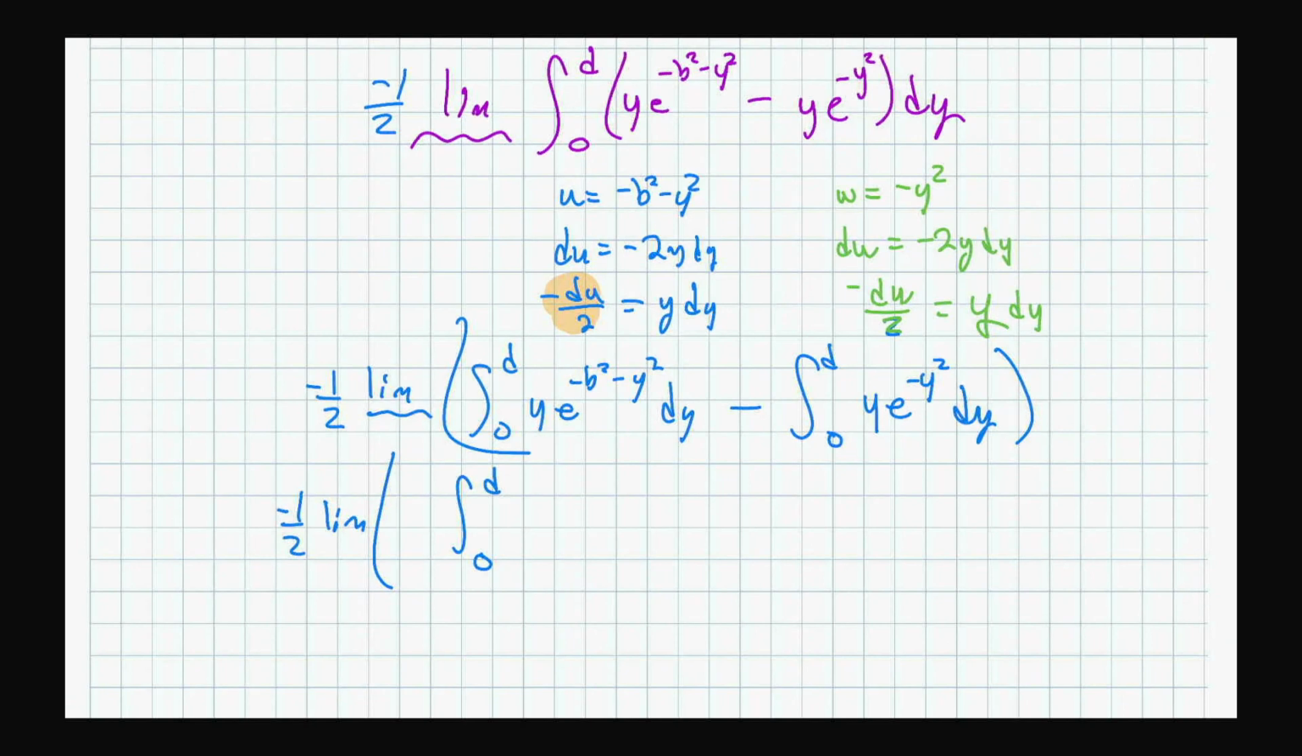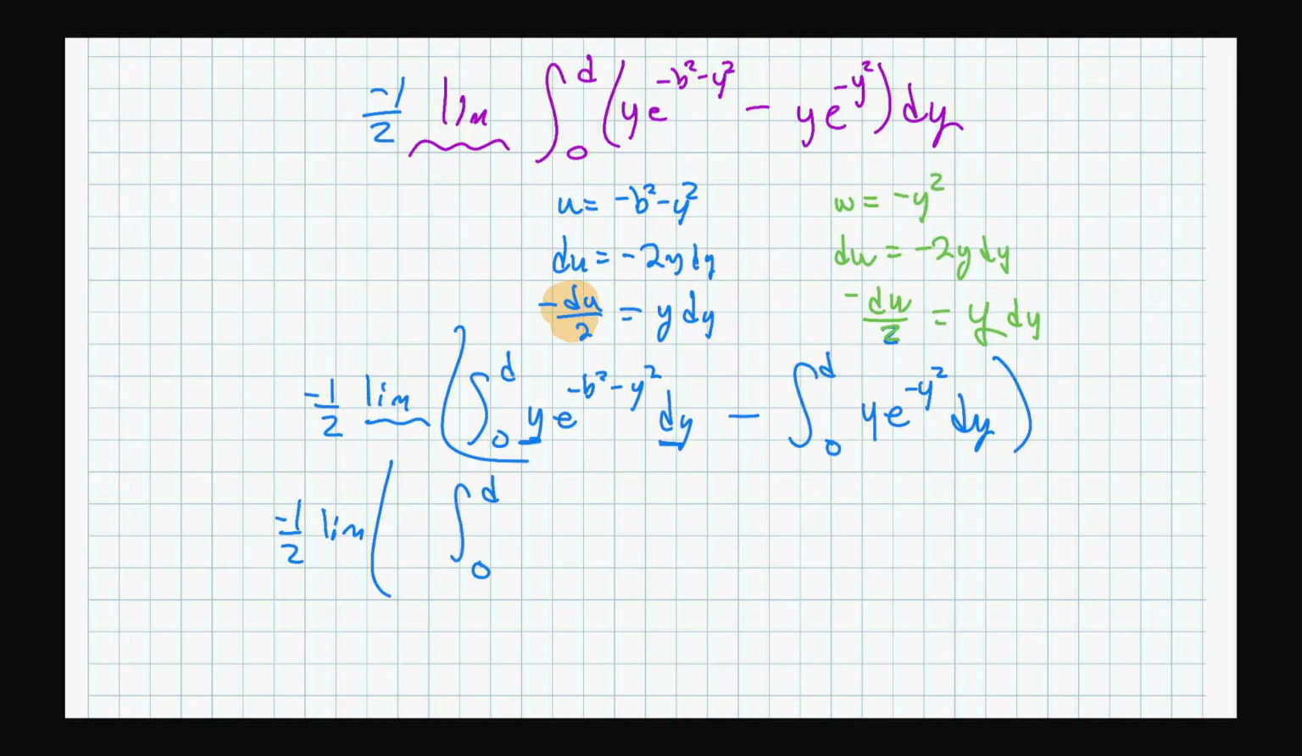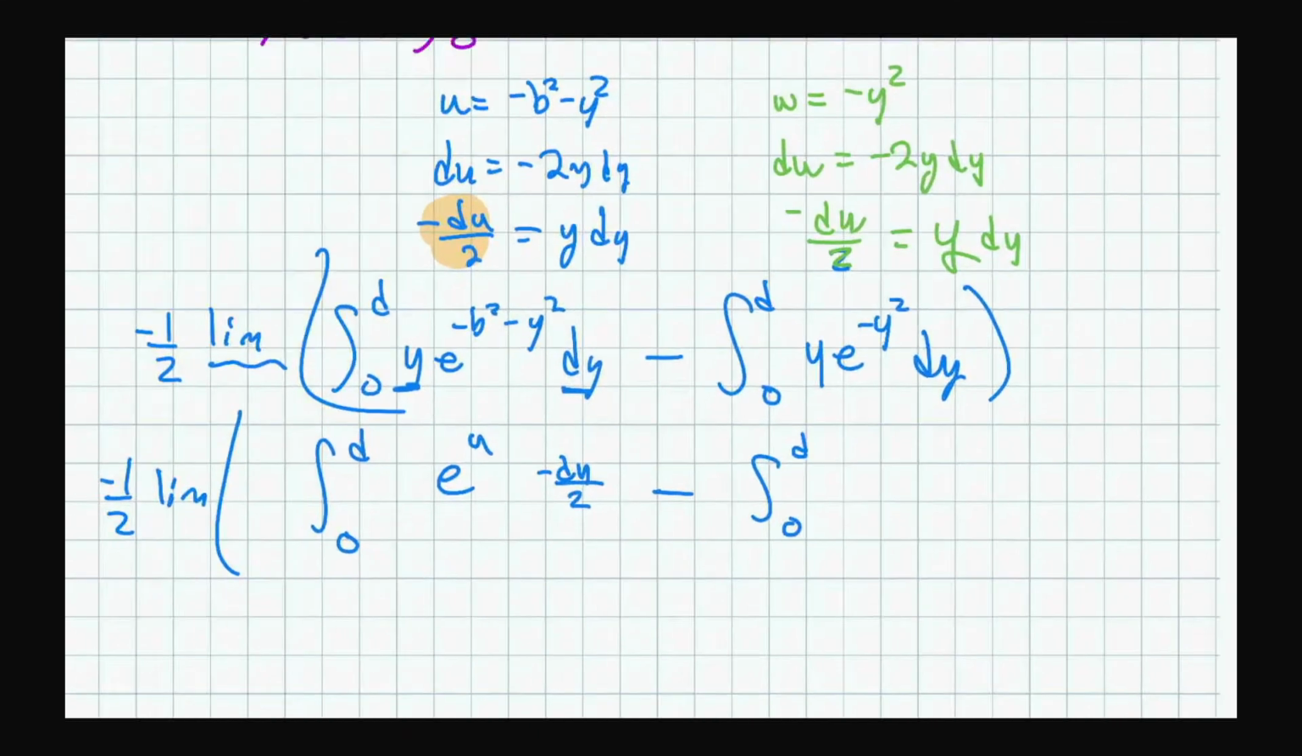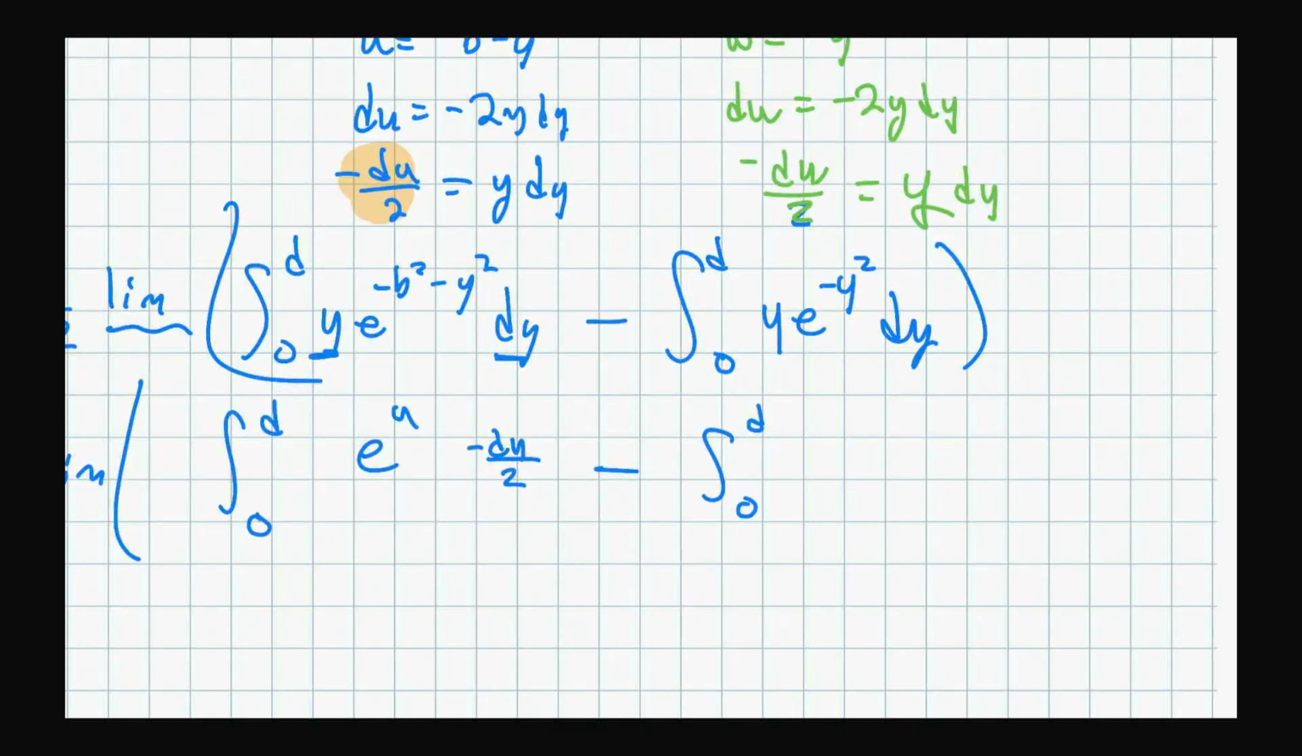So when you go to do these integrals here, you have the y dy is negative du over 2. And then your e to the u is right there. Now for your other integral, you also have 0 to d. Those are for y, not for u. Same thing going on here. The y dy is negative dw over 2. So I have negative dw over 2 e to the w.